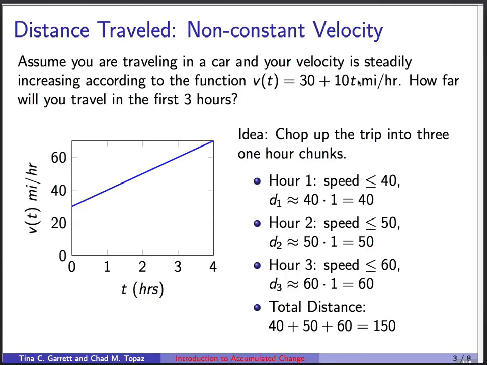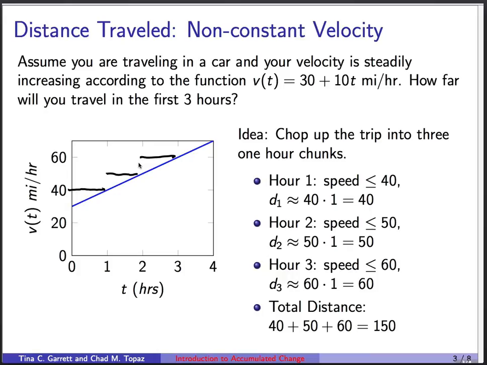So at the end of the first hour, we look at your car and it was going 40 miles per hour, we're going to pretend that was the velocity the whole time. At the end of the second hour, you were going 50, we're going to pretend that was your velocity for that whole hour. And at the end of the third hour, we look up at our velocity curve, you were going 60, we're going to pretend that was your velocity for that whole hour.